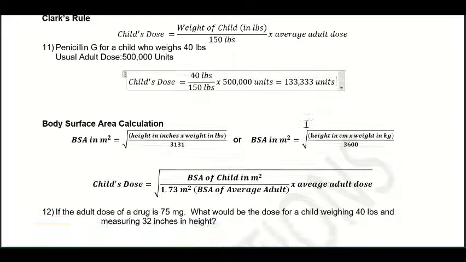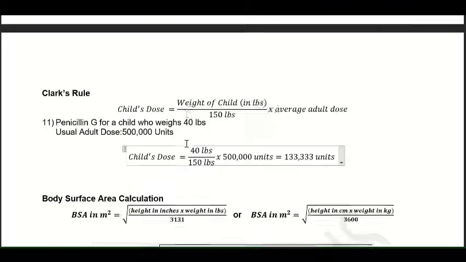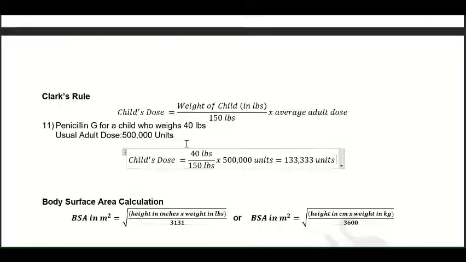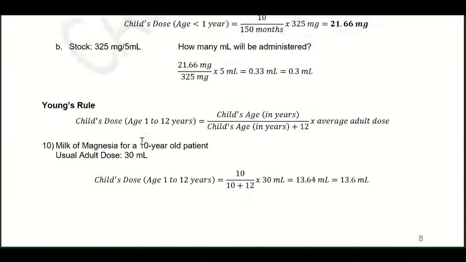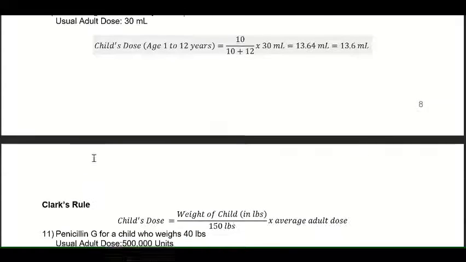Sounds easy, but you need to memorize the formulas for Freud's, Young's, and Clark's and know in what cases they are applicable. Try to ask yourselves now, what do you call the formula that is used for children ages 1 to 12? Better get it right. That will be your Young's rule.